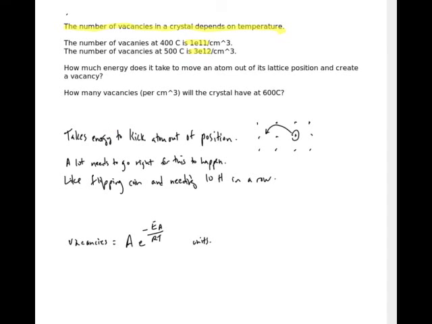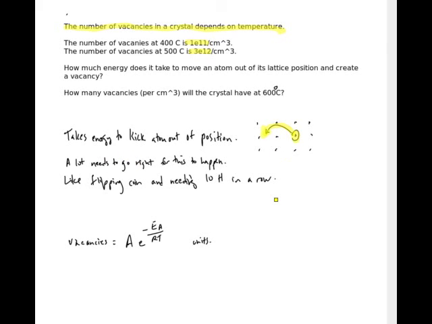Okay, so first, to kick an atom out of its lattice position, we're taking an atom that's there, and we're going to bump it out and make it an interstitial. So it leaves behind a vacancy, and it becomes an interstitial atom. And a lot needs to go right for this to happen.